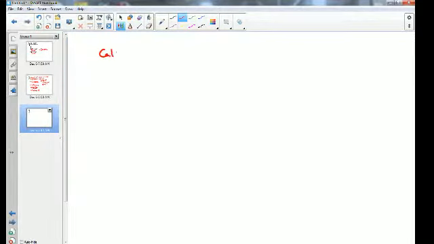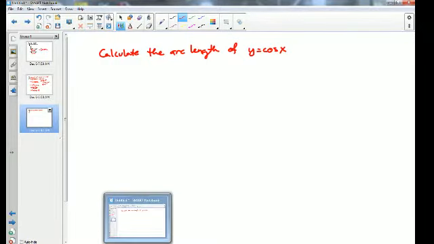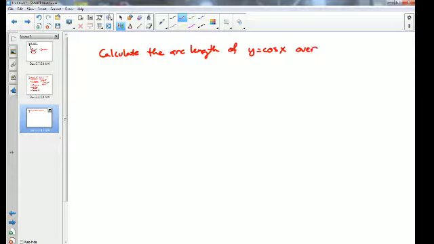Calculate the arc length of cosine x over, no, let's make that, flip the book, sine x, from 0 to pi.